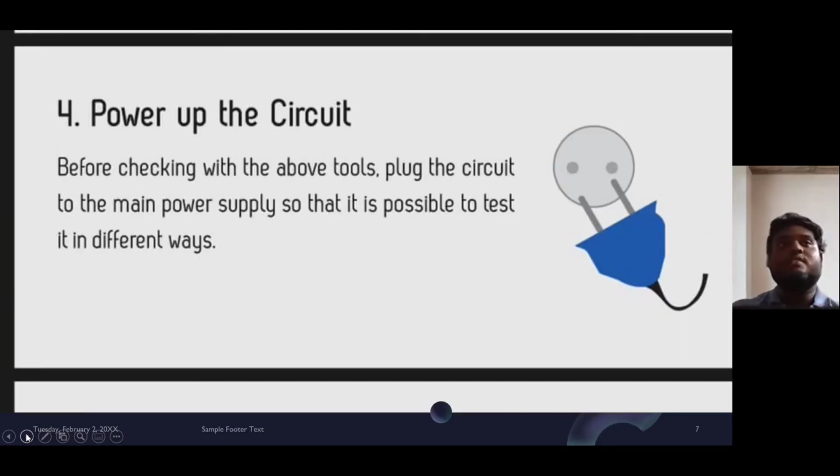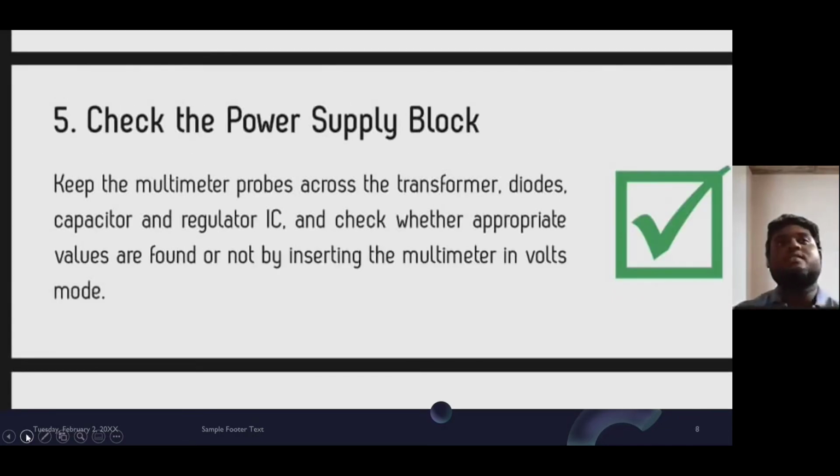The next step was to power up the circuit. This has to be done before checking with the above tools: plug the circuit into the main power supply so that it's possible to test in different ways. The next step was to check the power supply blocks, which means keep the multimeter probes across the transformer, diodes, capacitor, and regulator IC, and check whether appropriate values are found or not by using the multimeter in reverse mode.